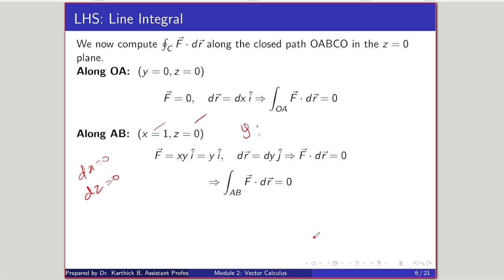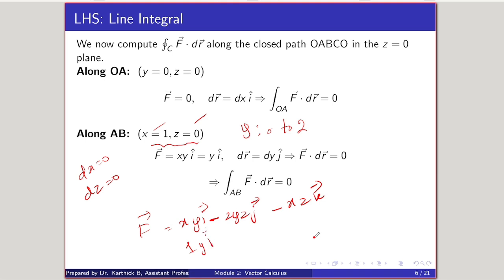Y moves from 0 to 2. Okay, then take the given function. What's our given function? F vector is xy i vector minus 2yz j vector minus xz k vector. Just substitute these values: x equal to 1, and the y i vector will be there. Here if I substitute z equal to 0, both values become 0. So this will be our f vector.